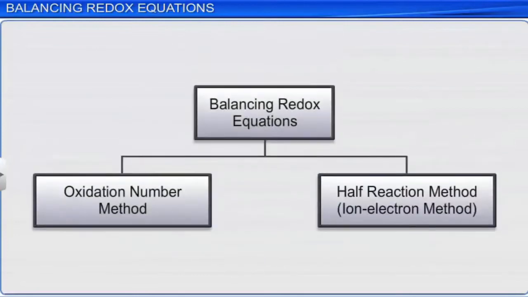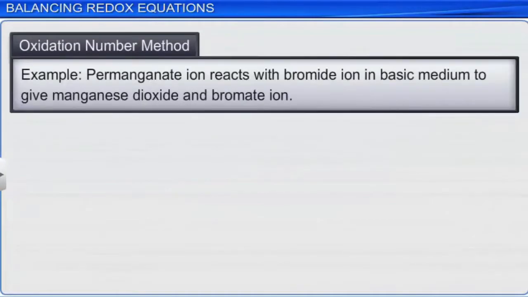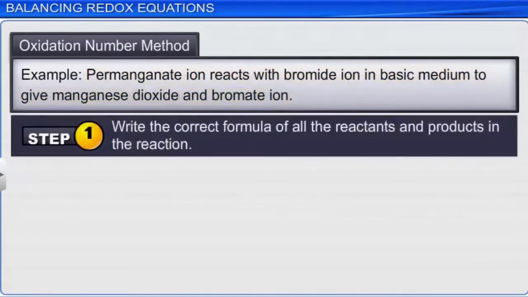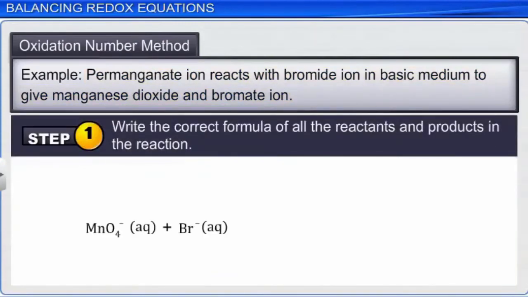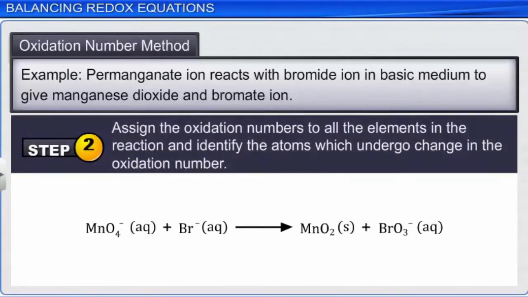Let's discuss the various steps to balance the redox equation using the oxidation number method with the help of an example. In this reaction, permanganate ion reacts with bromide ion in basic medium to give manganese dioxide and bromate ion. In the first step, write down the correct formula of all the reactants and products in the reaction. The second step involves assigning the oxidation numbers to all the elements in the reaction and also identifying the atoms which undergo change in the oxidation number.